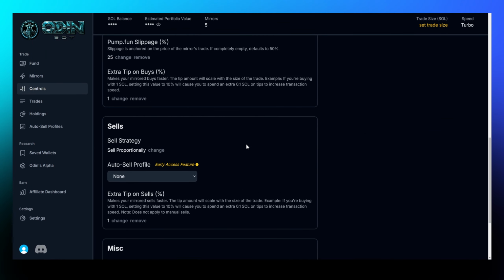To apply these auto take profit or stop loss profiles, you would come to either the controls tab or the mirrors tab. You're going to go to the auto sell profile and select the previously created profile. Once you do, the bot is going to be watching the token's price, and it's either going to sell it for a loss or take profit on a win.